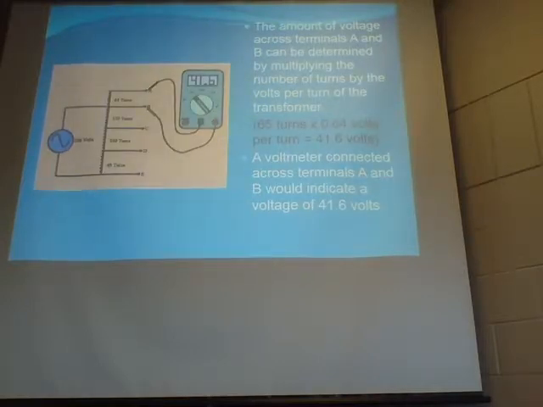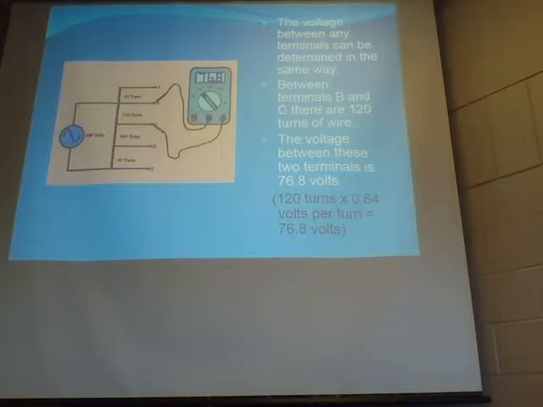The output voltage across terminals A and B can be determined by multiplying the number of turns by the volts per turn of the transformer. And if you took a voltmeter, you'd see 41.6 volts between A and B. And the calculation would tell you 41.6 volts also. The voltage between any terminals can be determined the same way.